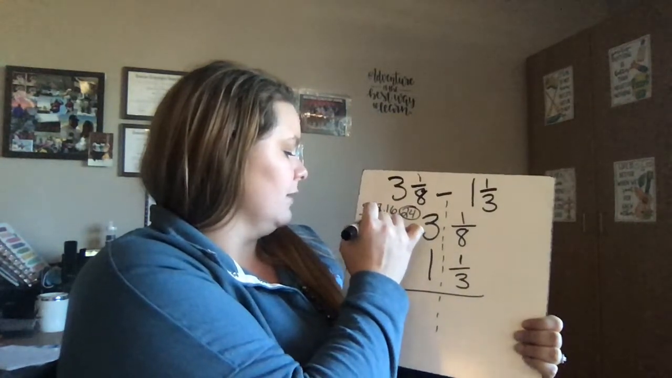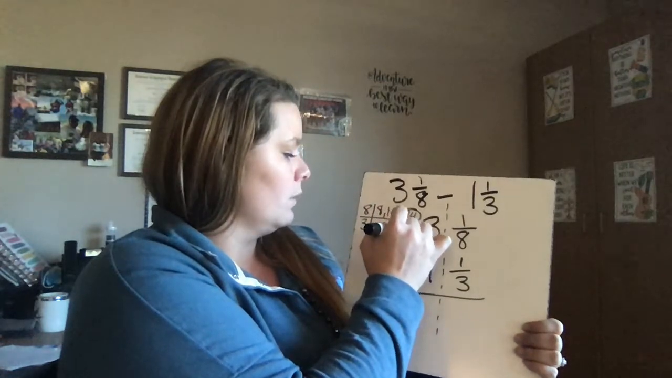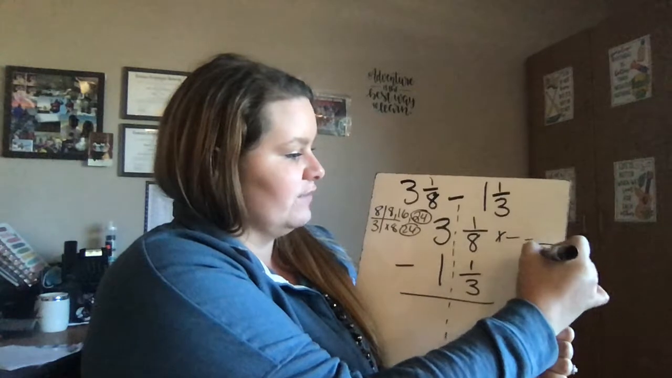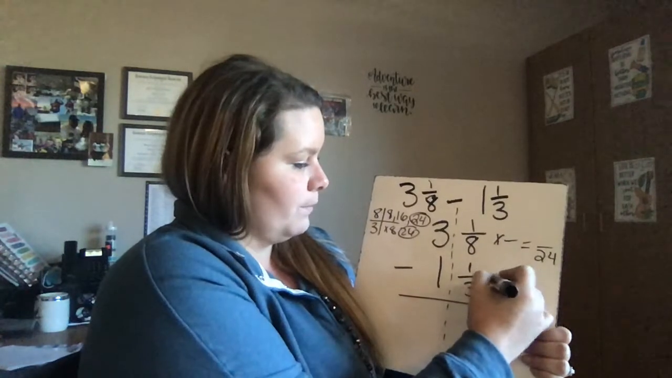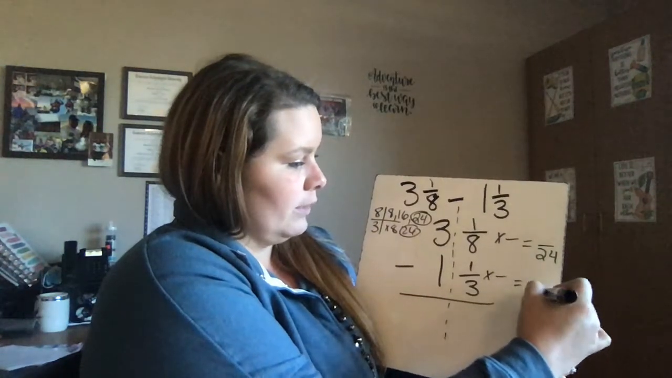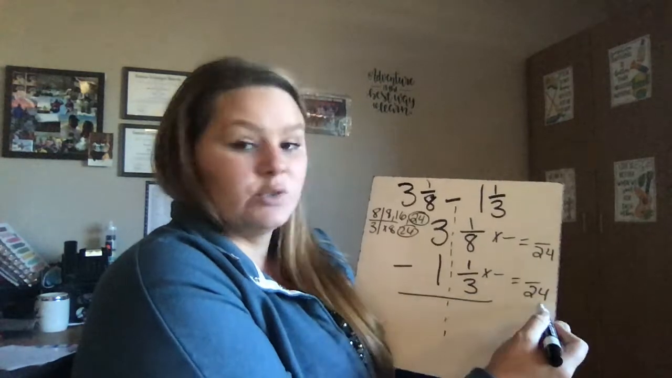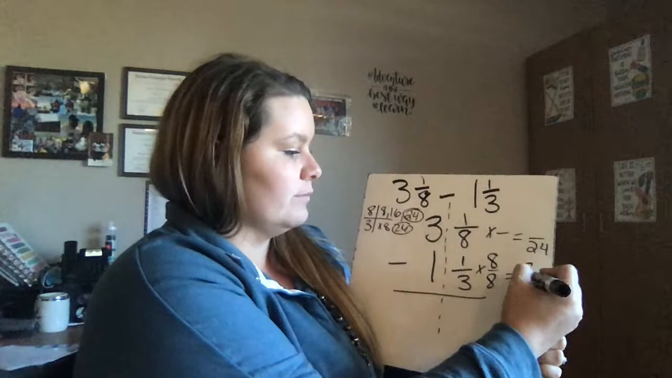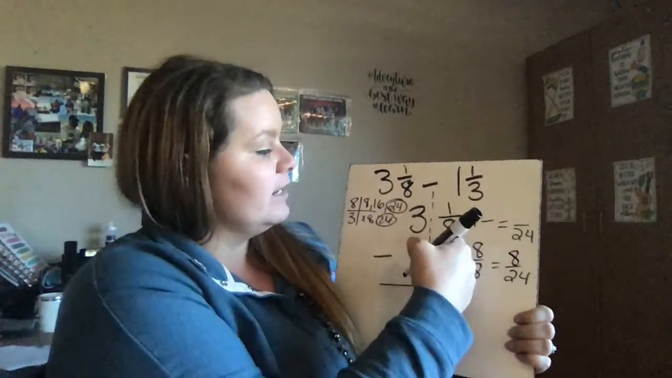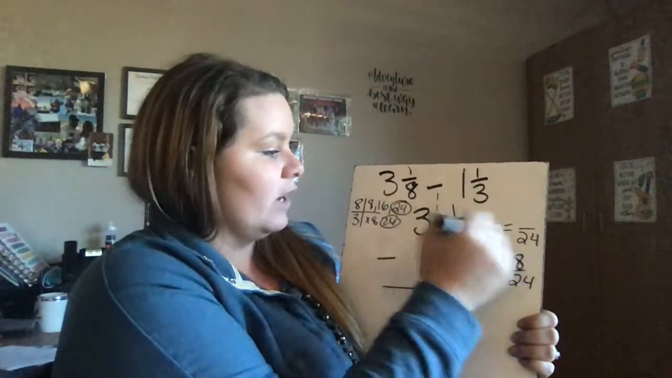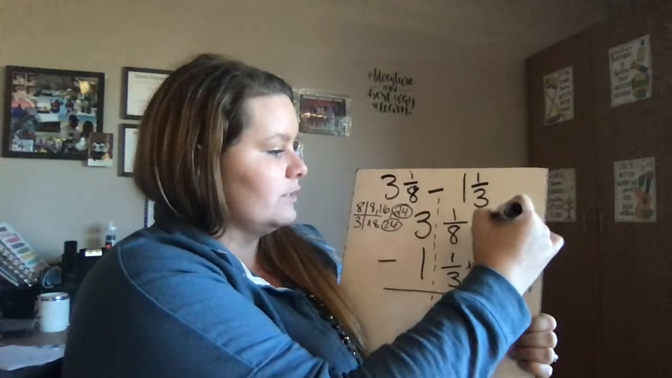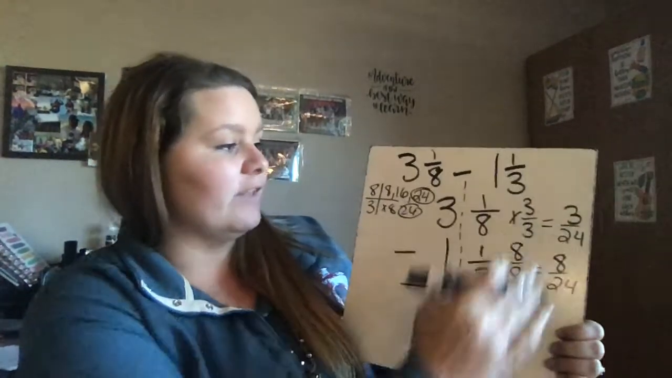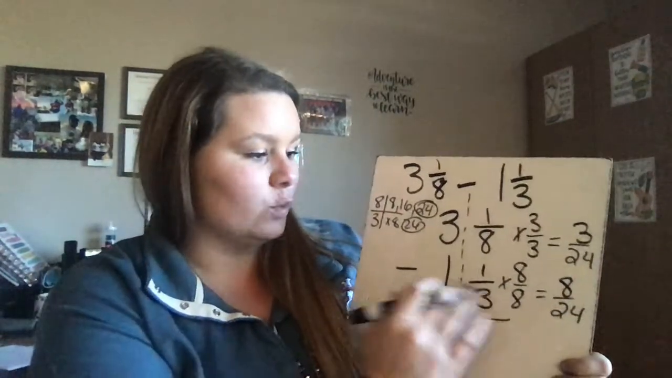And so 3 times 8 is 24. Now we're going to change these fractions to have a denominator of 24. So we say 3 times what is 24? 3 times 8. If we do it to the bottom, we do it to the top. 8 times 1 is 8. Now we need to change 1/8. So we've got 8 times what is 24? 8 times 3, and then 3 times 1 is 3. So now we've got 3 3/24 minus 1 8/24.